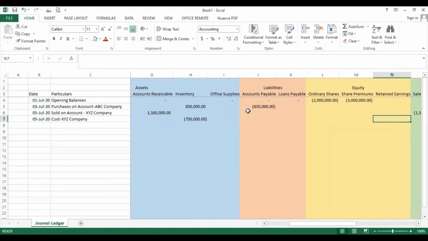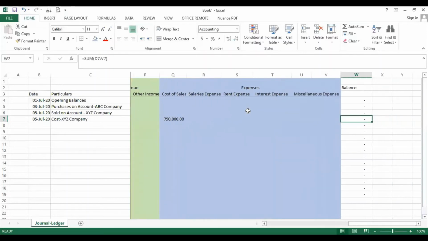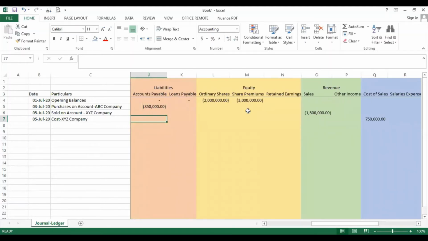Okay, let me repeat that. When our balance is 0, that doesn't mean that our entry is correct. It simply means our entry is complete. Just like the typical trial balance, when the total debits are equal to total credits, that doesn't mean that all our entries are correct. It only means that the total debits are equal to total credits.